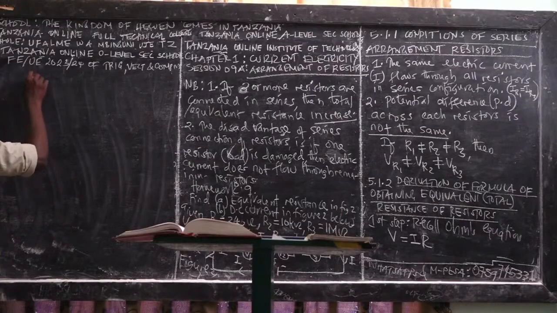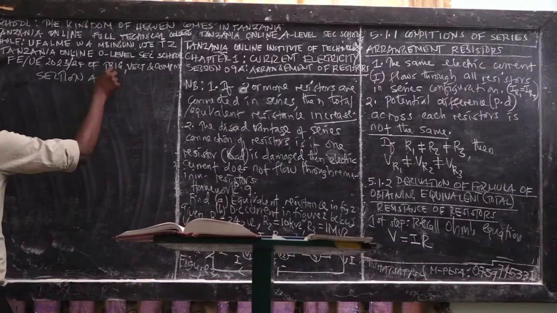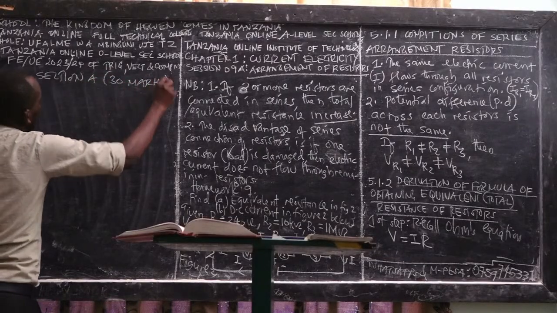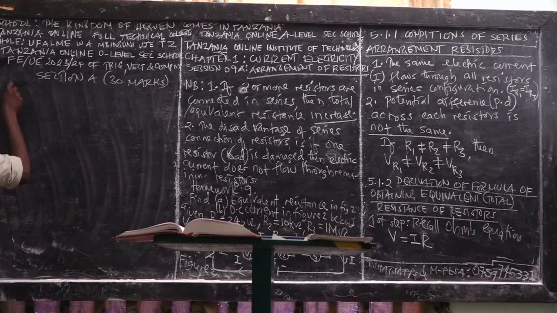Okay, we go to Section A, which contributes 30 marks. I told you that you have to make sure that you perform well in this section. We are moving into question number 1, Roman 1.